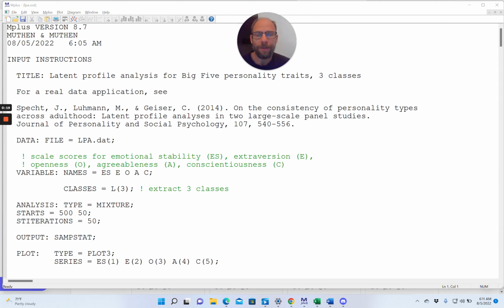In this video here I want to discuss the Mplus output for a latent profile analysis. I have a separate video in which I discuss the input file and the syntax commands in detail.